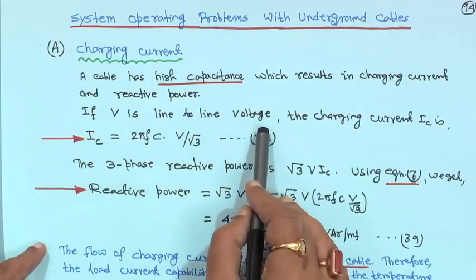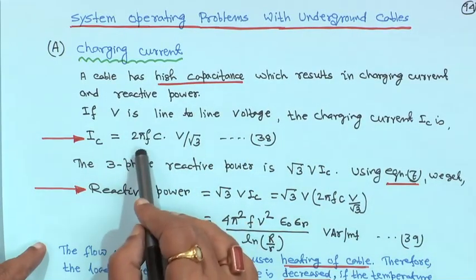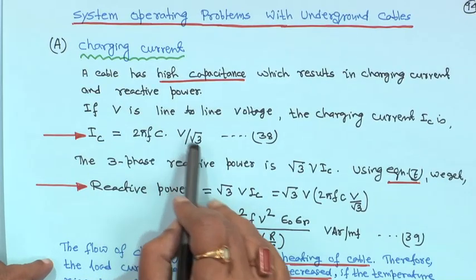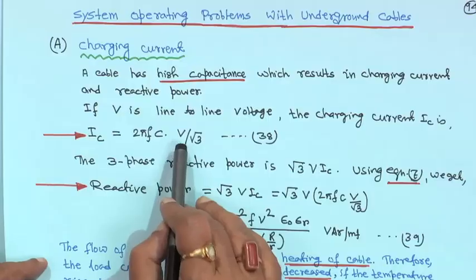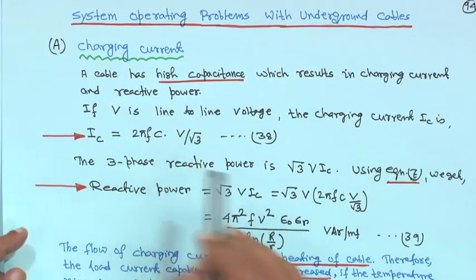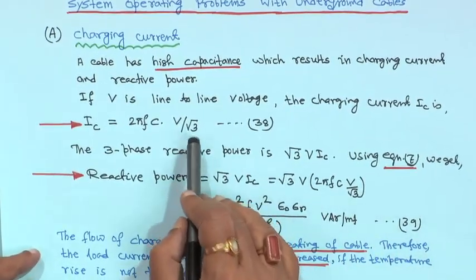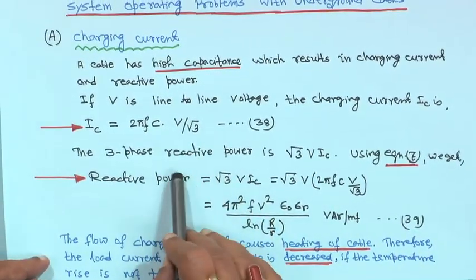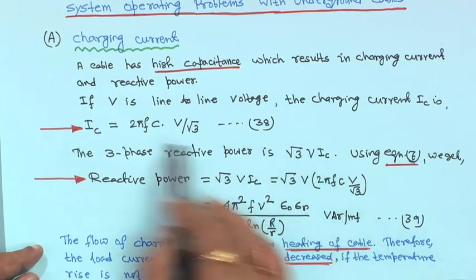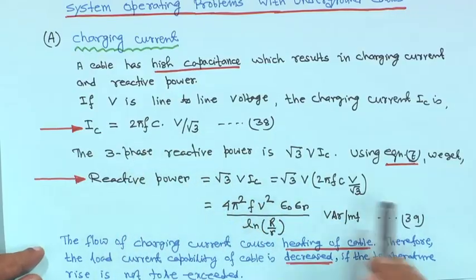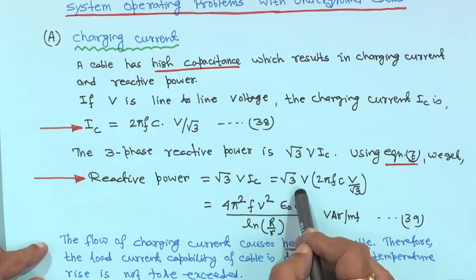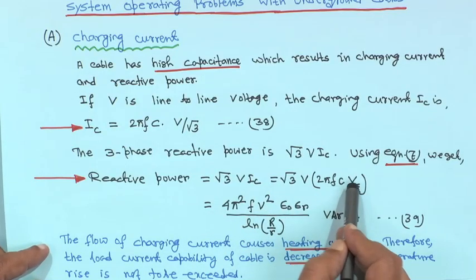Suppose V is the line to line voltage, the charging current IC is equal to omega C V, so it is actually 2 pi f C into V upon root 3, because V is the line to line voltage. So, this is per phase, because V upon root 3. Now, 3 phase reactive power is root 3 into V into IC. If you substitute IC, root 3 will be cancelled. So, using equation 7 you will get reactive power is equal to root 3 V IC, which is root 3 V, then omega is 2 pi f C V by root 3.